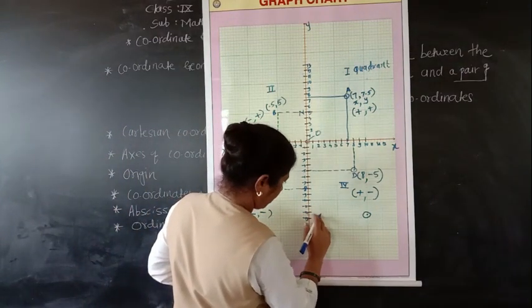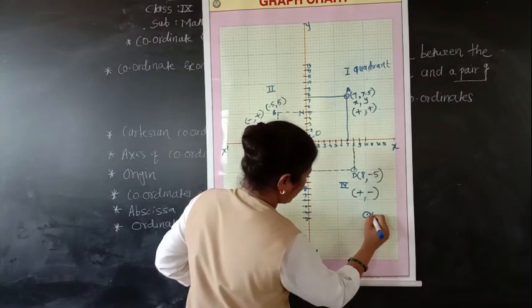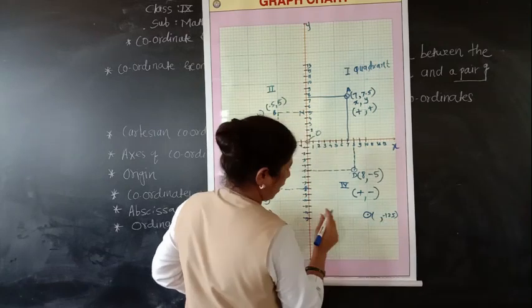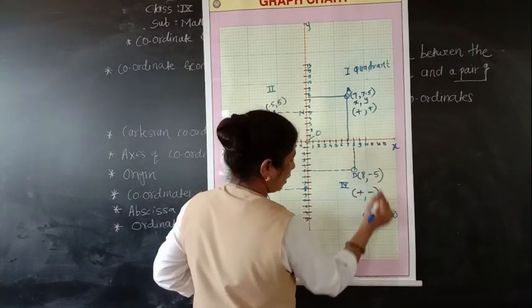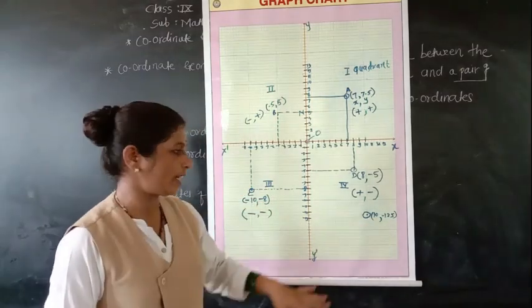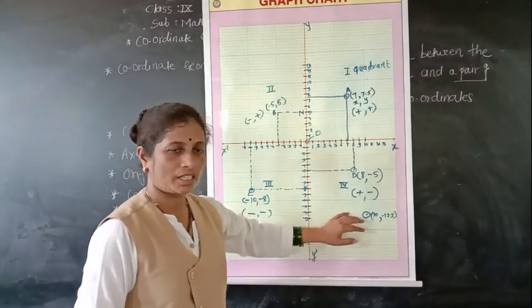And which type of number is here? This is of the y axis, so it is minus 12.5, and this is of the x axis, so what is it? 10. Okay, so 10 comma minus 12.5, like this example, means the point is there.